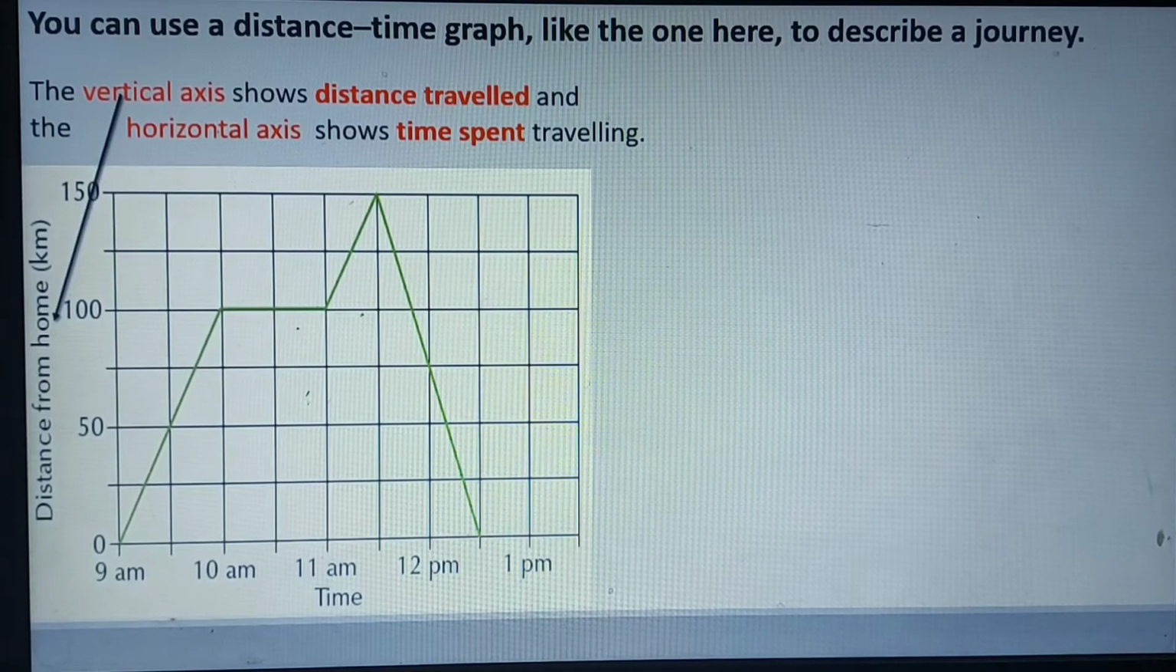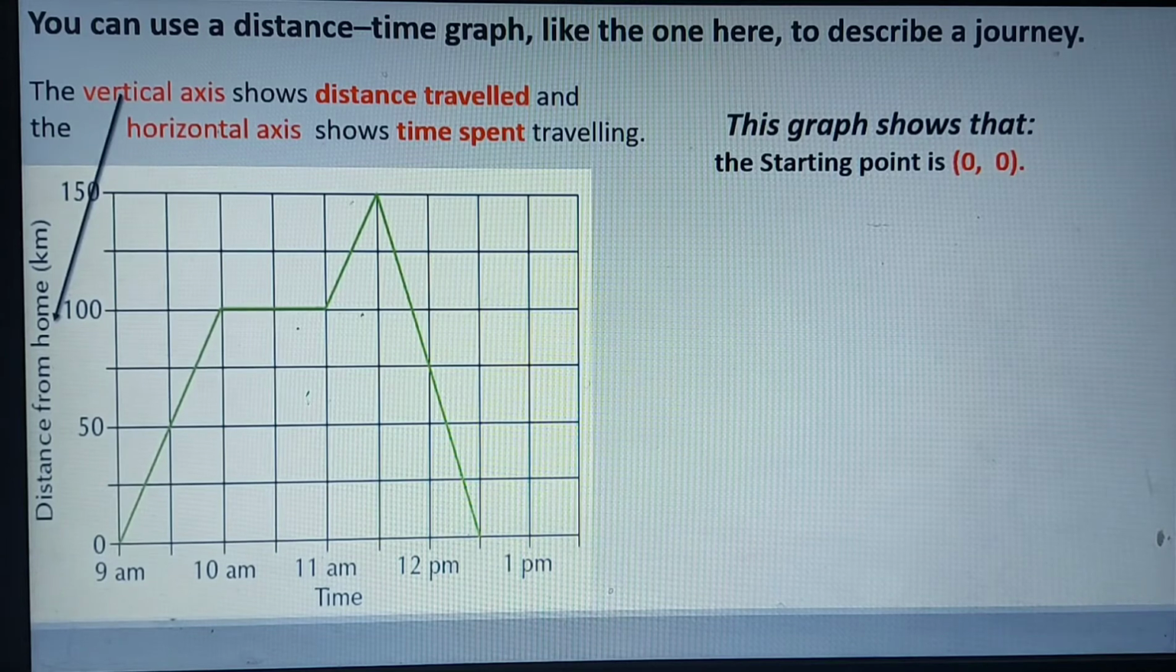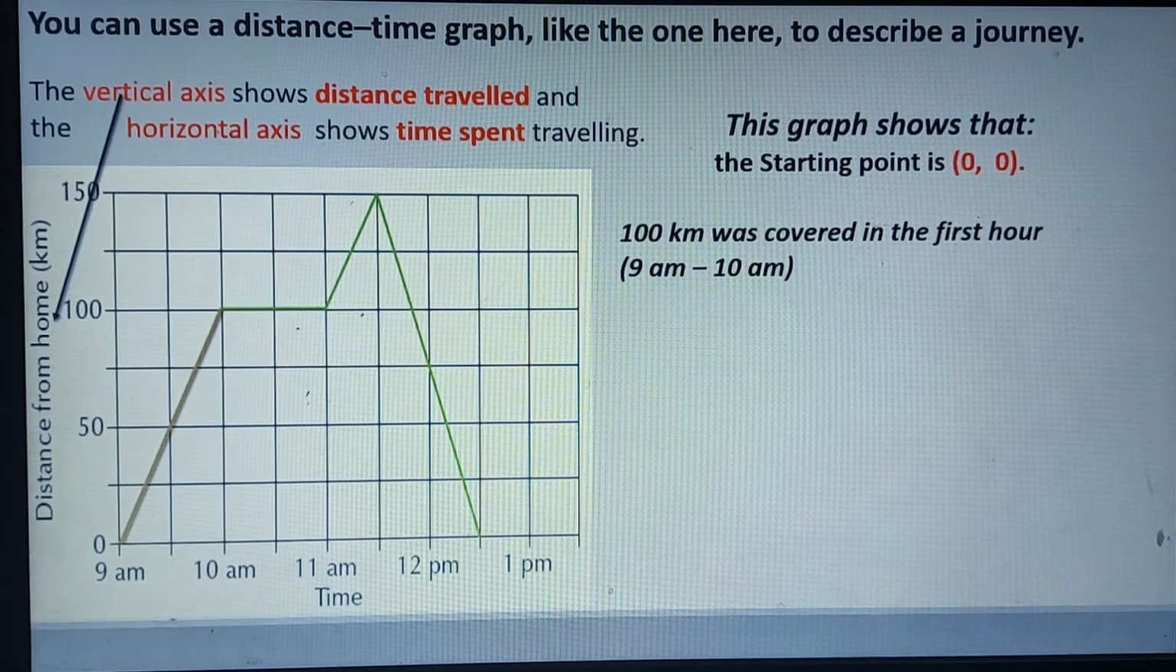So we can use a distance time graph like this one here to describe a journey. The vertical axis shows the distance traveled, and the horizontal axis shows the time spent traveling. So let's take a look at the analysis of this graph. This graph shows that the starting point is 0, 0, that's at the origin, okay? And 100 kilometers was covered in the first 1 hour, between 9 a.m. to 10 a.m., all right?